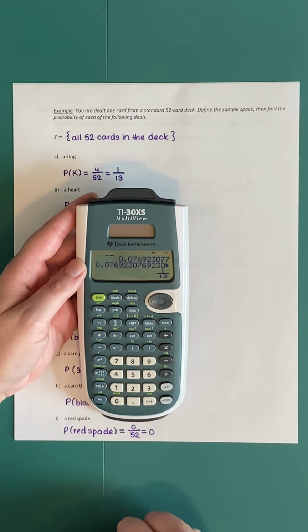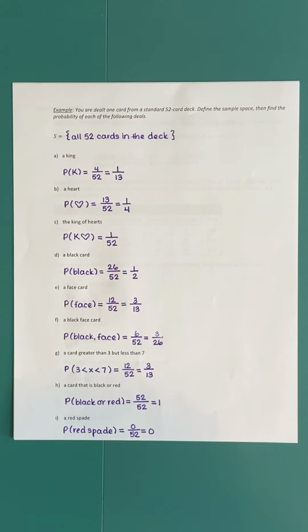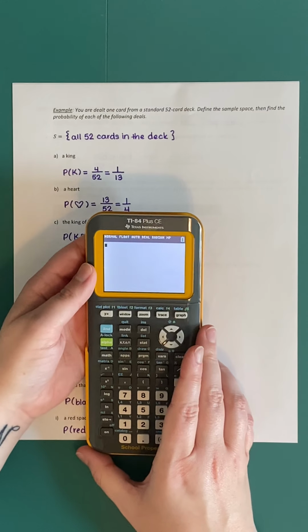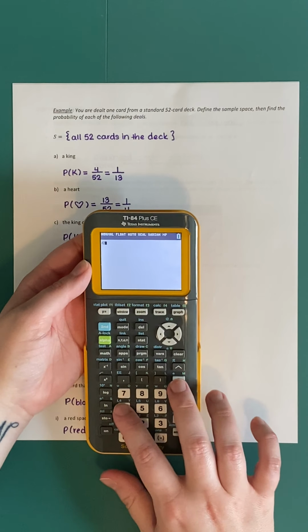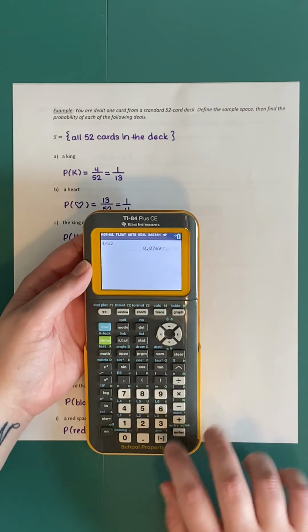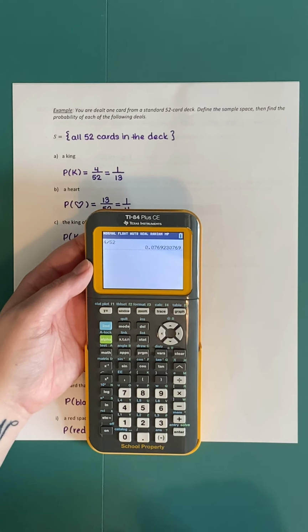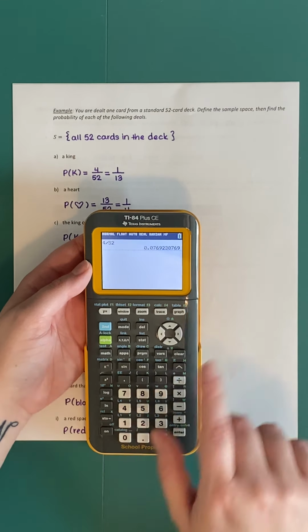So that's a great button to use. Now you can also do that on a graphing calculator. Say you want to do that, you need some help reducing. I'm going to do the same thing. So 4 divided by 52, and again that's going to give me the same decimal. I can also convert to a fraction on the graphing calculator.